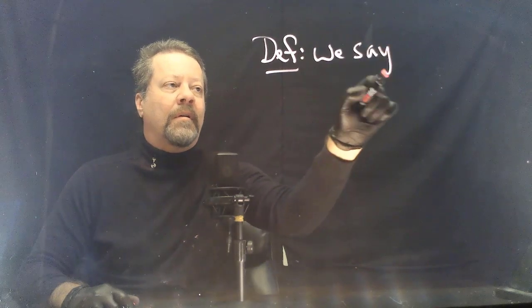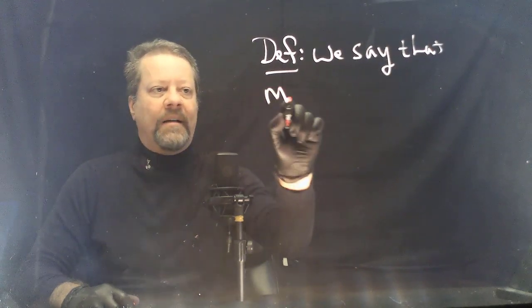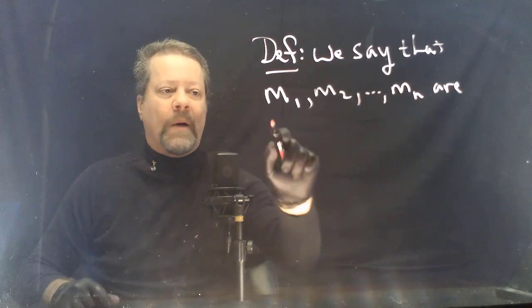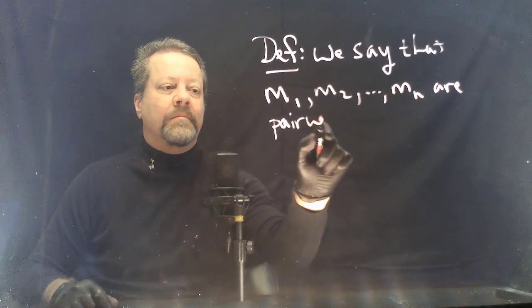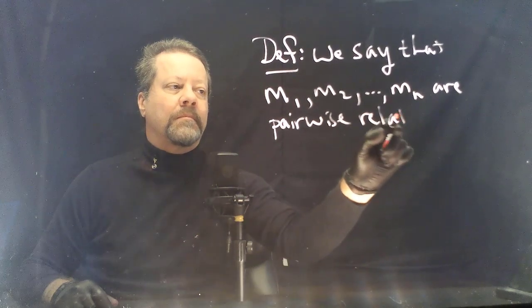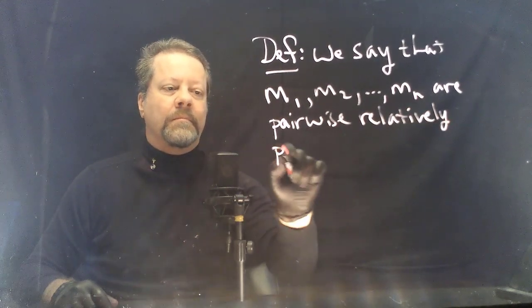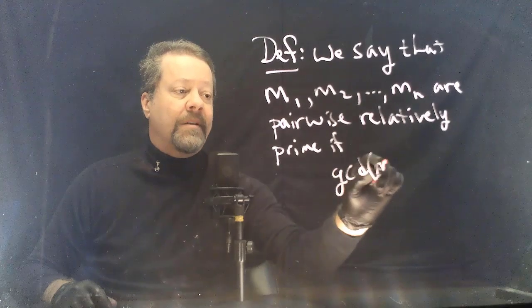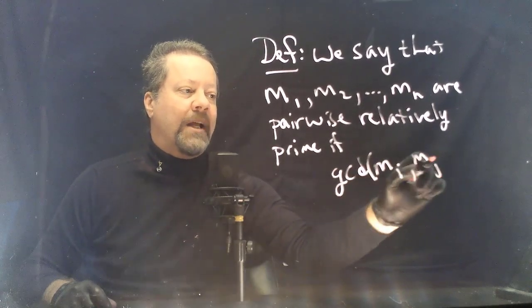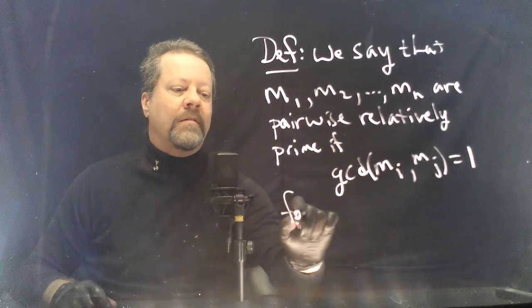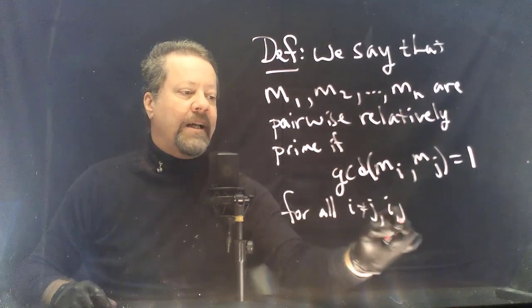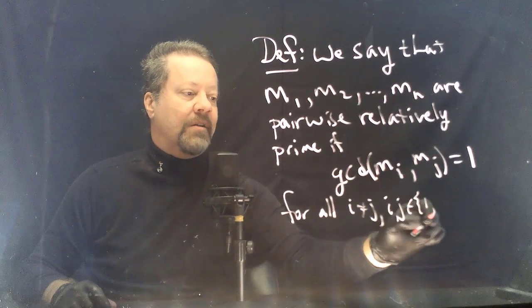More generally, we say that a list of numbers, m1, m2 through mn, are pairwise relatively prime if the greatest common divisor of any pair of these, mi and mj, is 1, for all i not equal to j, and i and j coming from our list of indices here, 1 through n.